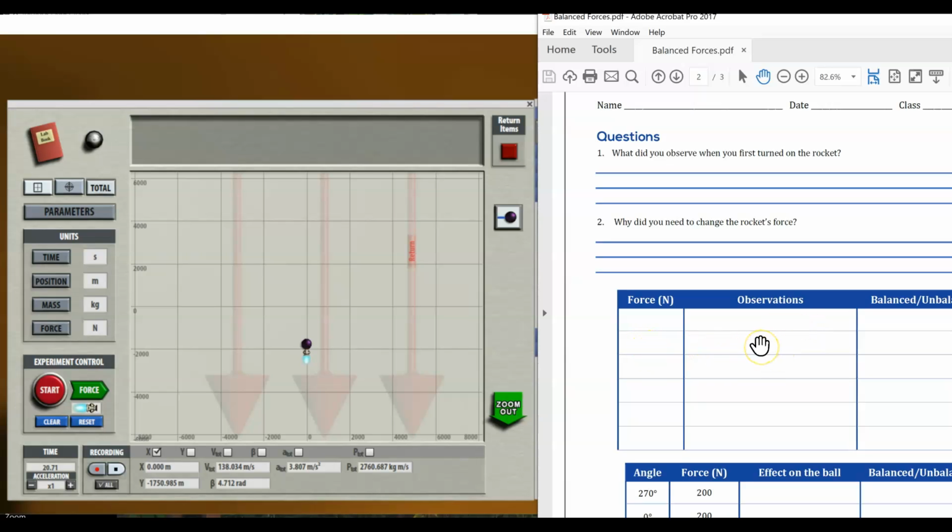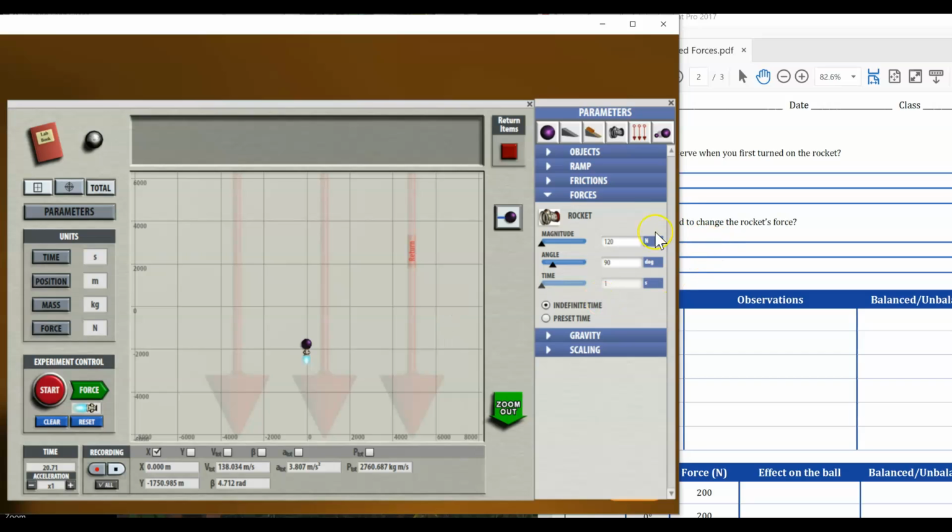Okay, explore. So for this example, I put down 125. I write down my observation, and then is that balanced or unbalanced? If the force is balanced, the net force is zero. It means that the force exerted by the rocket is equal to the force exerted by gravity. It means that the ball should stop moving. That's called balanced. If it's still moving, it's unbalanced. In my case, 125 is still unbalanced. I will keep doing that.